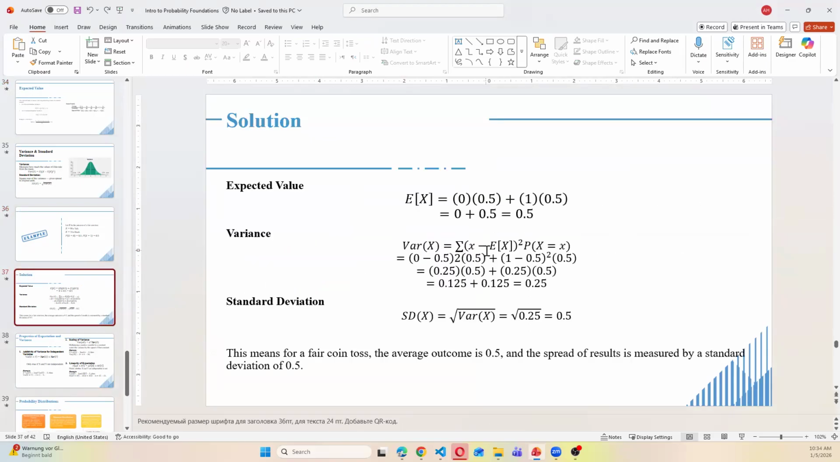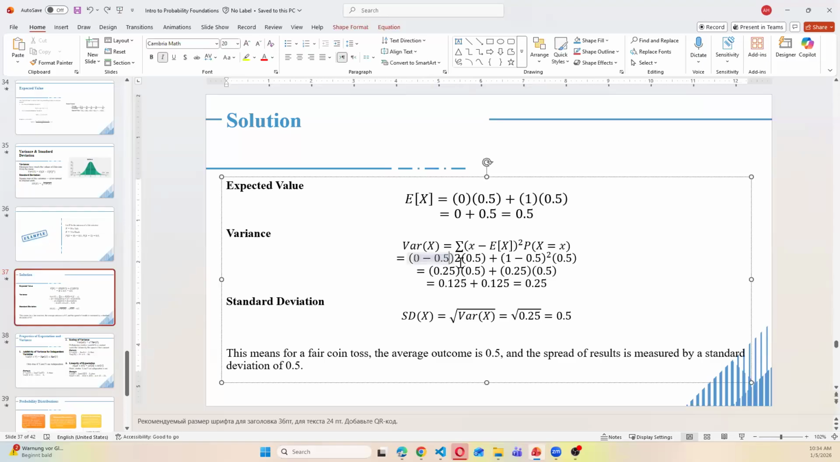And for variance, you take the summation of x minus the expected value, whole squared. So you will have 0 minus 0.5 whole raised to the power 2, times 0.5. It's not 2, it's raised to the power 2, typo mistake. Then plus 1 minus 0.5 whole raised to the power 2, times 0.5. So you get 0.25 as the variance. The standard deviation, if you take the root of this, will be 0.5.